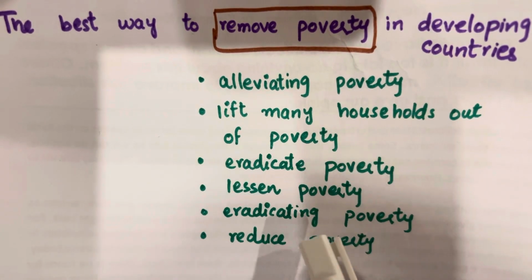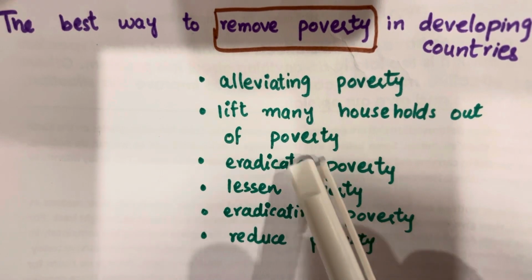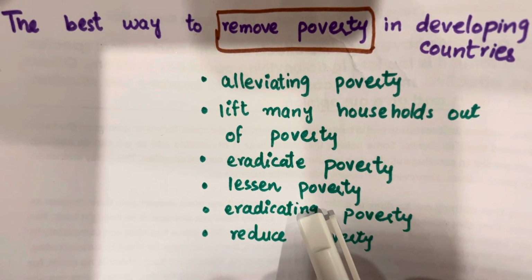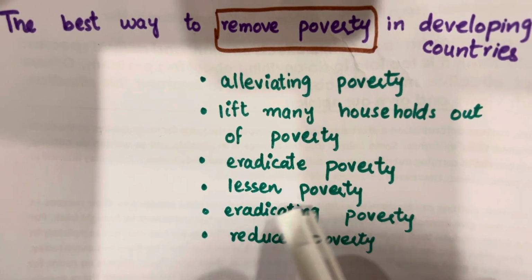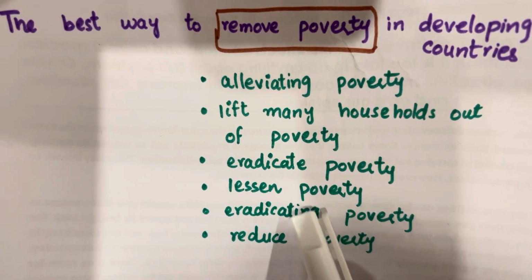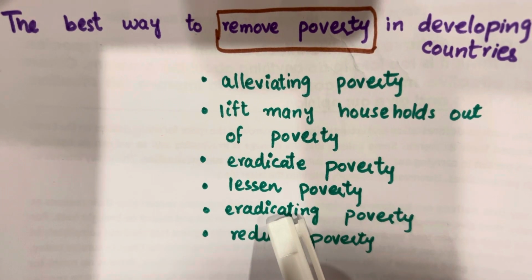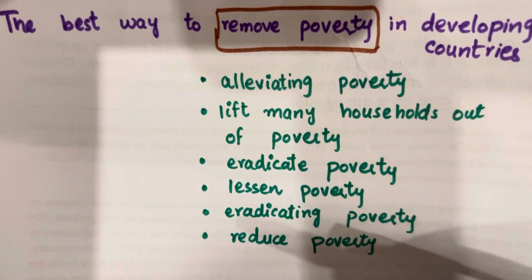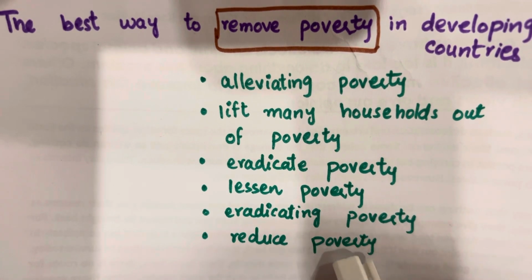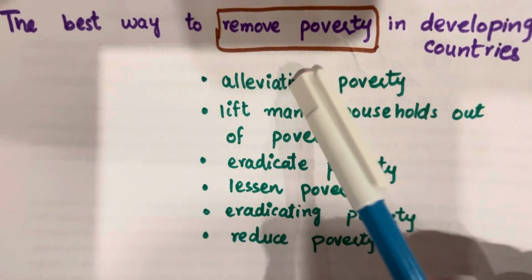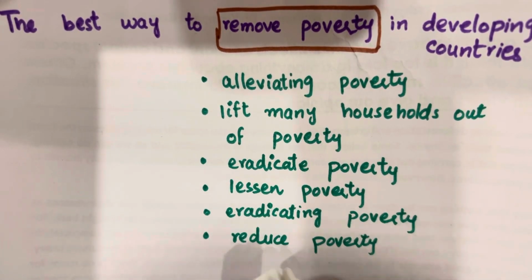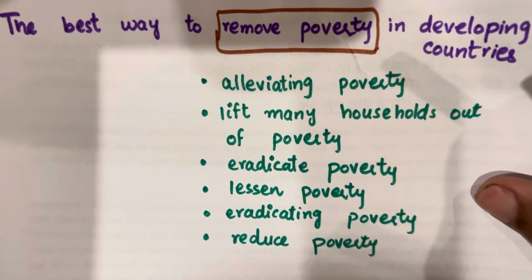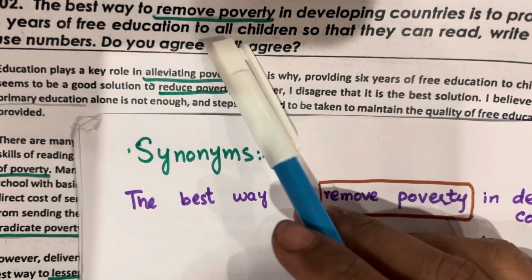Eradicating poverty, eradicate and eradicating. This is how you can show the examiner that your grammar is perfect. You know how to use the same word, like you are adding ing to eradicate and dropping the e. So this is the way of showing the examiner how good your English is, that you are an expert user. And reduce poverty. Okay, remove, alleviate, lift, eradicate, lessen, eradicating, and reduce all have the same meaning. They are synonyms. Okay, so the main thing of this essay is remove poverty by providing education.